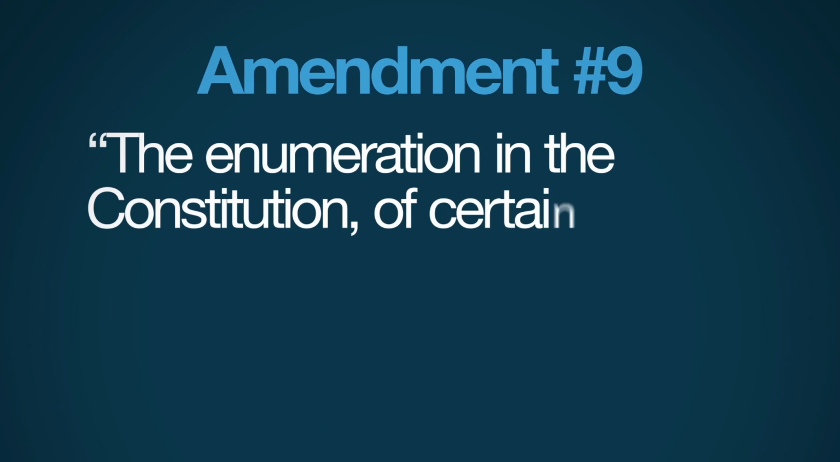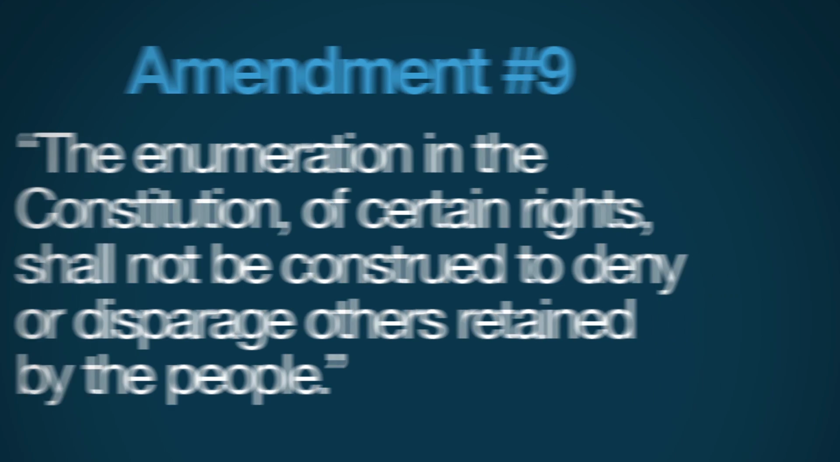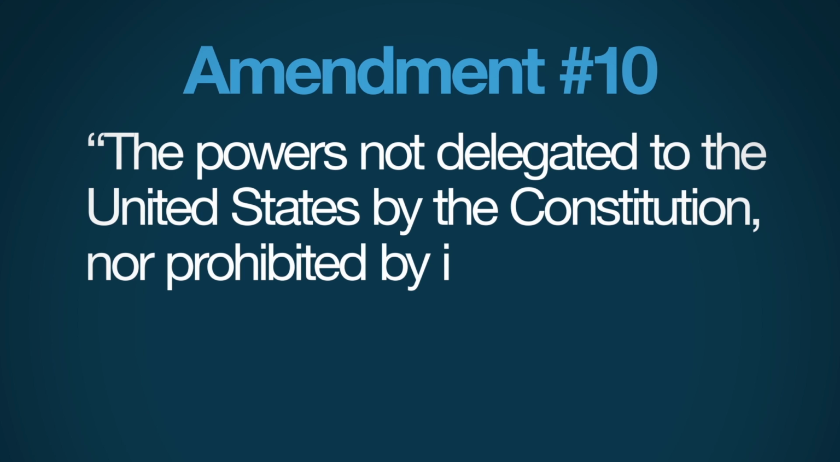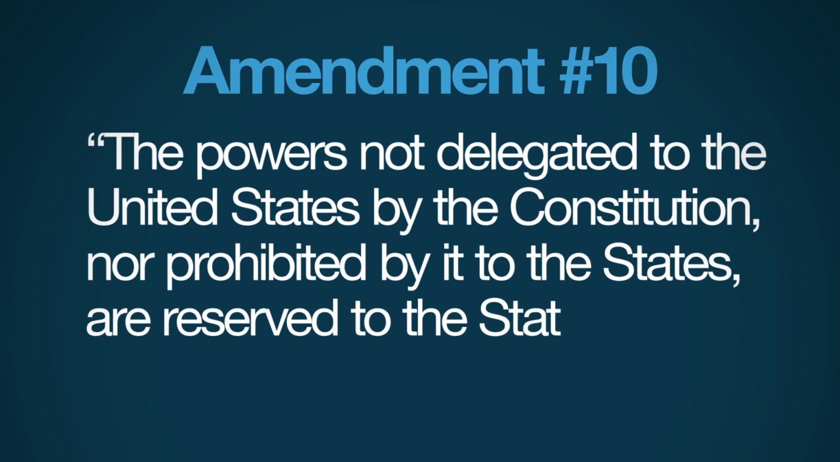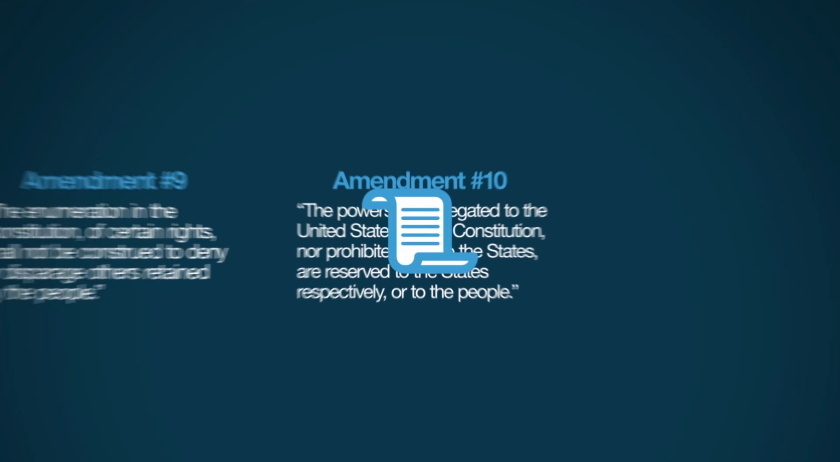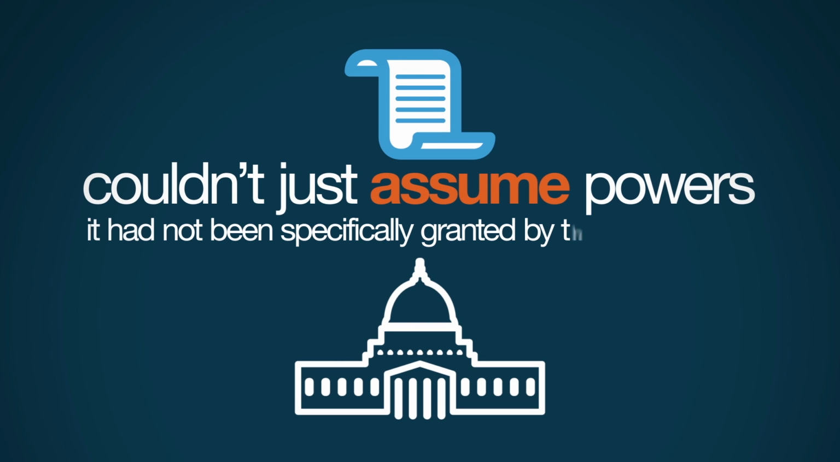That's why when political necessity forced the Federalists to yield to demands for a Bill of Rights, they took care to add two important amendments, the 9th and 10th. The enumeration in the Constitution of certain rights shall not be construed to deny or disparage others retained by the people. And the powers not delegated to the United States by the Constitution nor prohibited by it to the states are reserved to the states respectively or to the people. These amendments reinforce the idea that the national government couldn't just assume powers it had not been specifically granted by the Constitution.